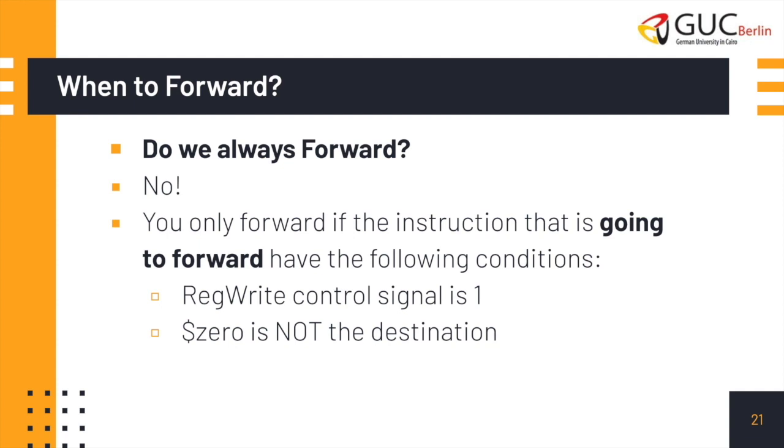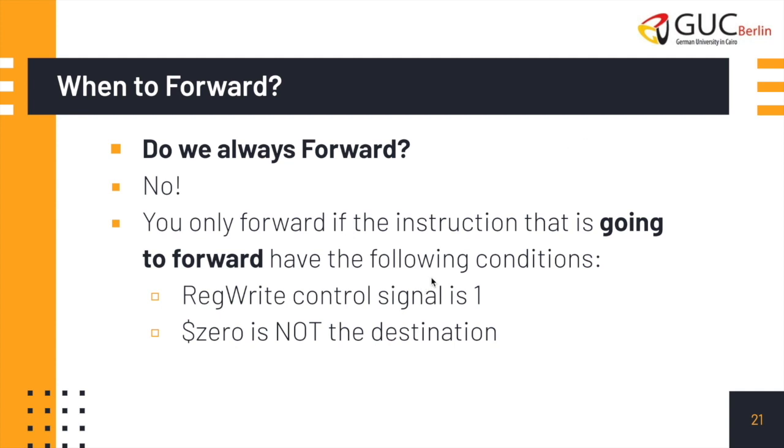Therefore, no need for forwarding. I can just retrieve the old value from the register file, because no new value will be written. I cannot write on register 0. So I need to make sure about 2 things. That the reg write control signal is 1, meaning the instruction that is going to forward the data is actually saving the result to the register file, and that the destination of this instruction is not register 0, because I cannot write a new value or overwrite the value of register 0.